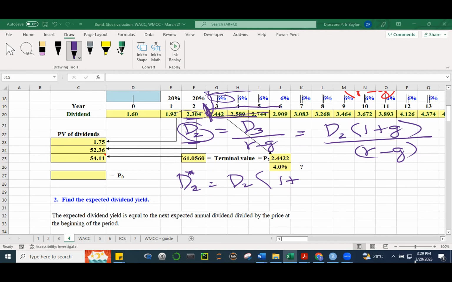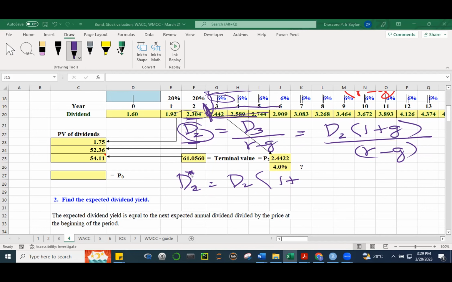Okay, we can show mathematically, pero siguro next meeting na natin. That you can add all these dividends. D3 is equal to D2 times 1 plus G. D4 is equal to D3 times 1 plus G. What is D6? D6 is equal to D5 times 1 plus G. We can show that all of these dividends starting with year 3, which experiences constant growth rate up to infinity, can be replaced just by one value, D2, the dividend on the previous year.